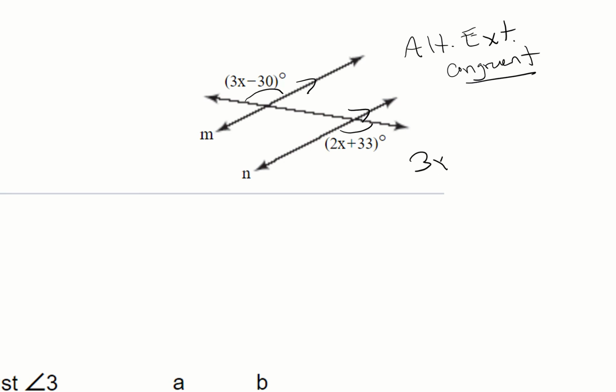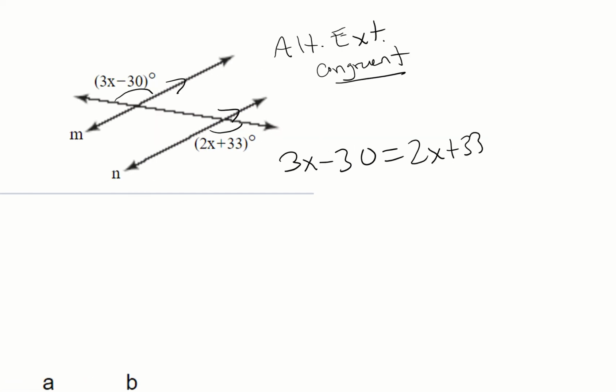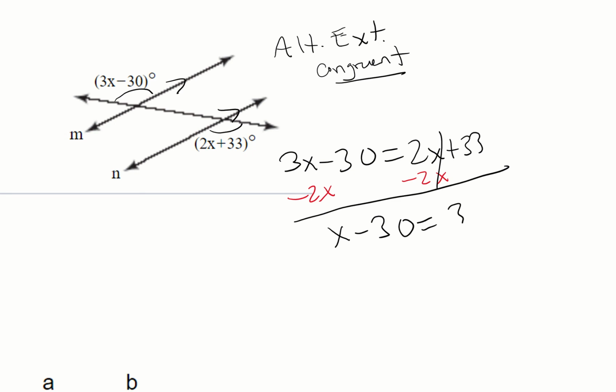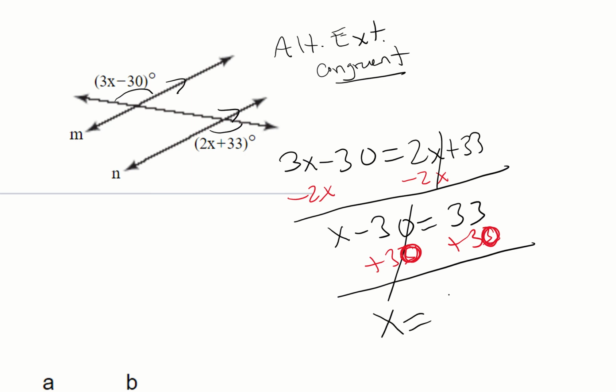So that means that 3x minus 30 has to equal 2x plus 33. They have to be congruent. The measures have to be the same, so they're equal to each other, and then we can solve. So we're going to solve this by subtracting 2x on both sides. So we have x minus 30 equals 33. Now we're going to add 30 to both sides to cancel this. I'm sorry, I said 33. I meant 30, not 33. The negative 30 and the 30 cancel. We have x equals 63.